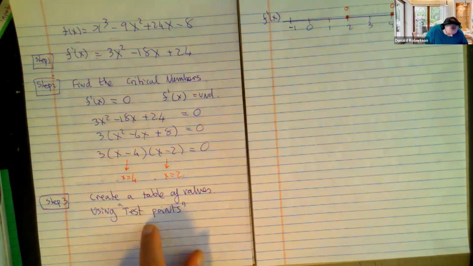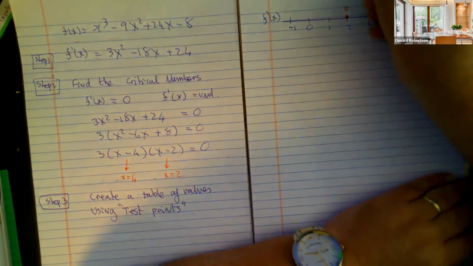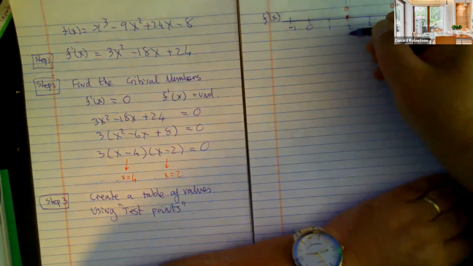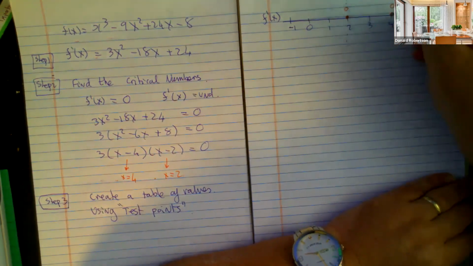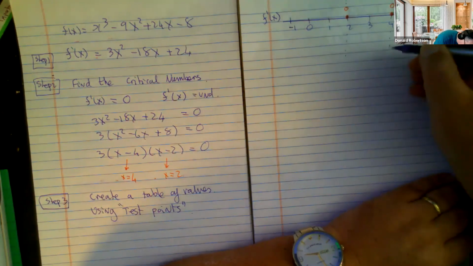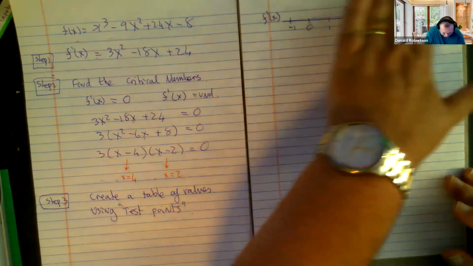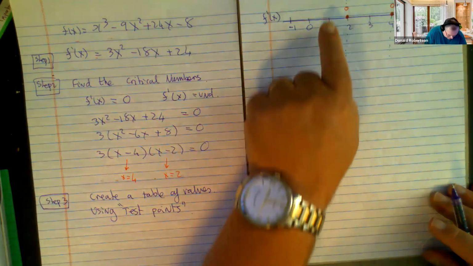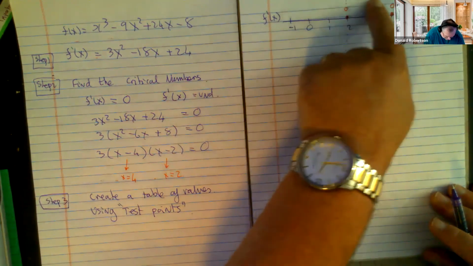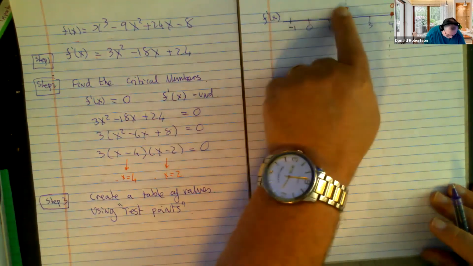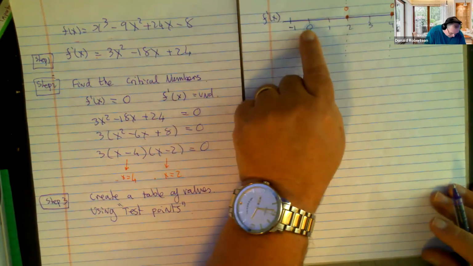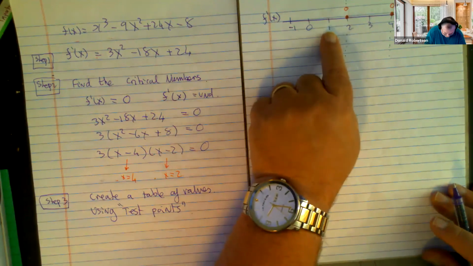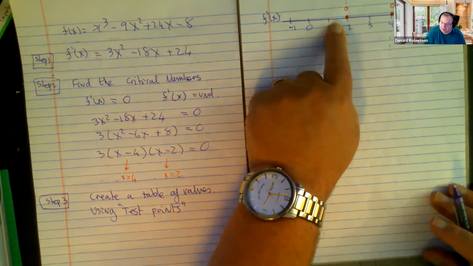Now, what are these things called? Test points. I want you to imagine that these two critical numbers are essentially separating the graph of the derivative into 3 chunks. You pick a number in each of these as your test point. So in this region here, I could pick -1, I could pick 0, I could pick 1. I could even pick 1.234, but nobody in their right mind would pick that because it's too hard to calculate.